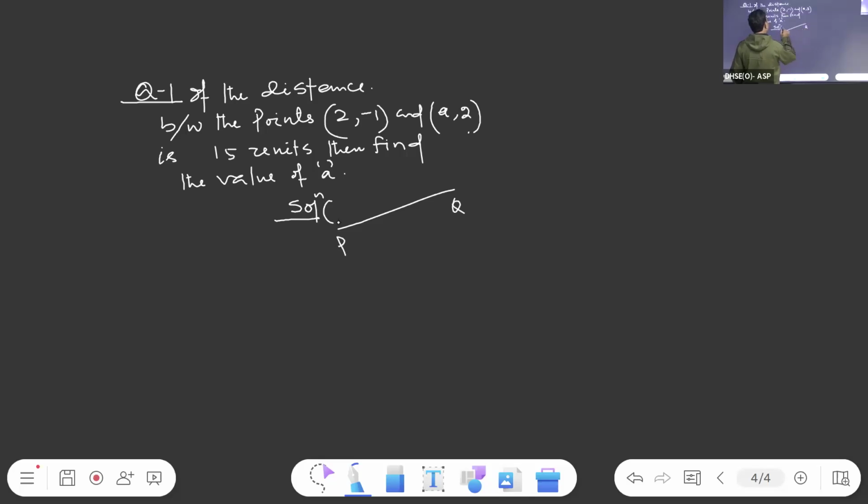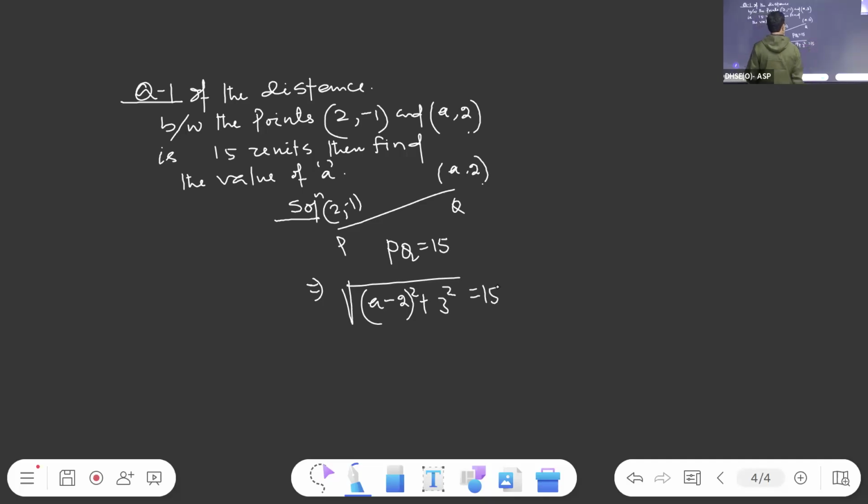Let P be the point (2, -1) and Q be the point (a, 2). Length PQ is equal to 15 units. So this implies under root (a minus 2) whole square plus (2 minus of minus 1, 2 plus 1, 3) square is equal to 15.